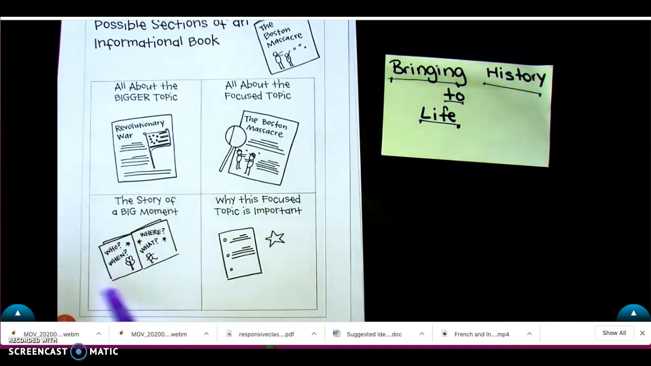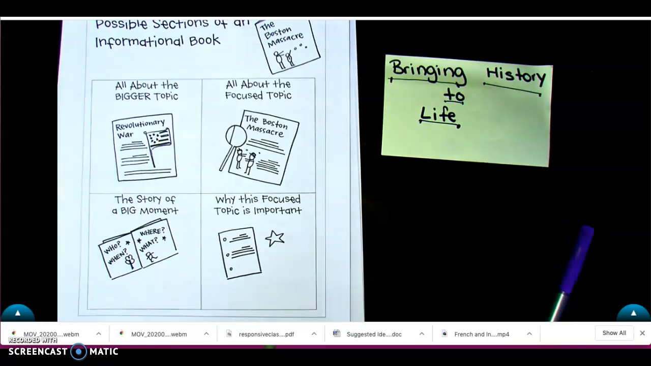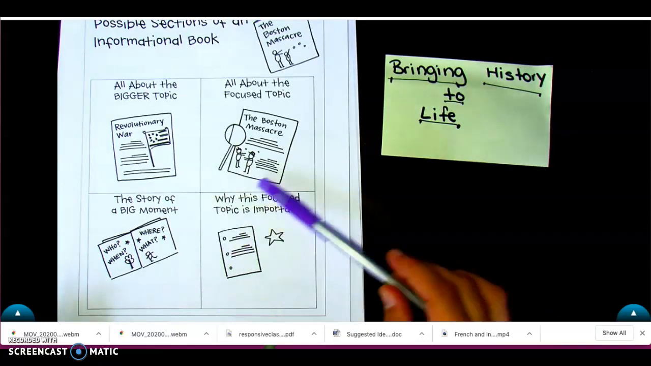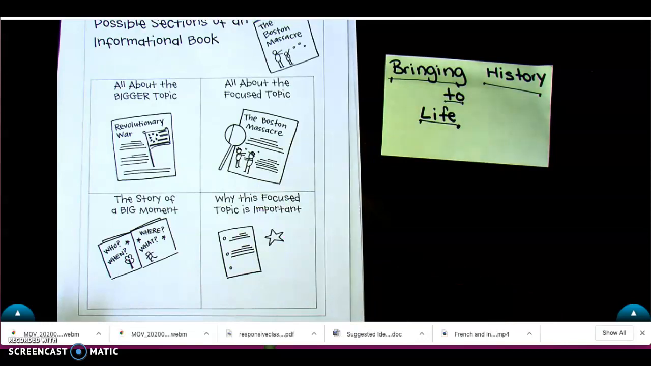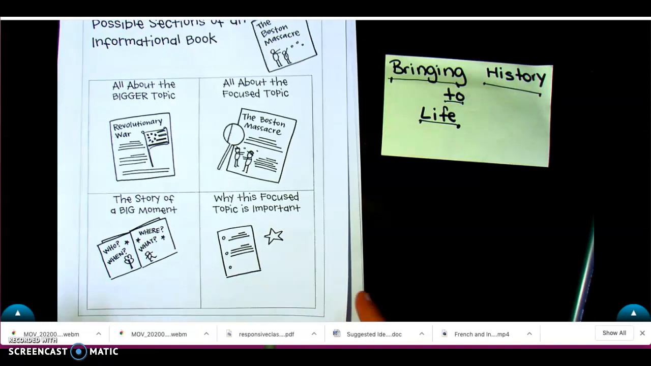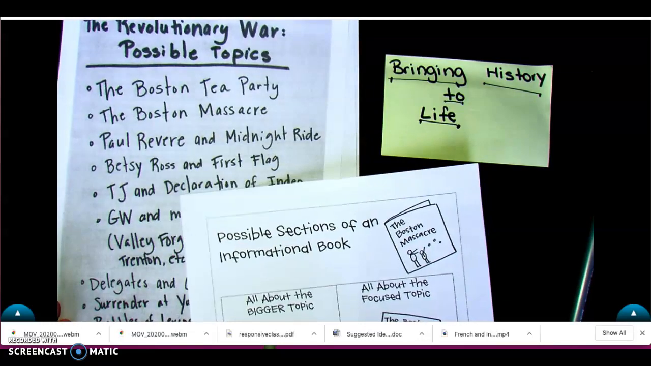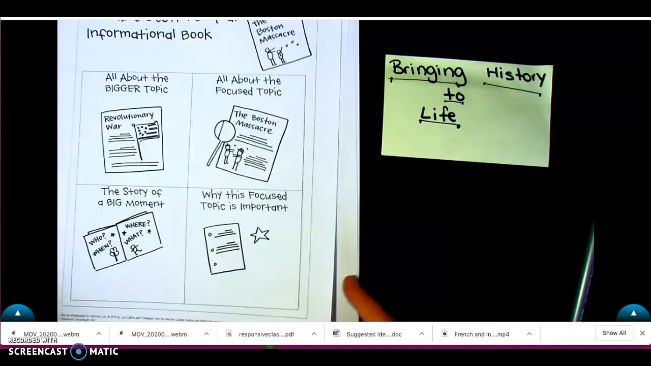Chapter 3 is going to be some kind of diary or a story, historical fiction. It's going to be their choice. And then chapter 4 is going to be an essay where they are writing about why a certain topic is important, right? Why the Boston Massacre was important to the American Revolution, whatever it is that they choose. So that will be the outline of their book.